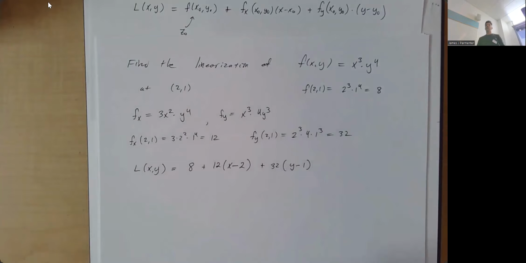I don't want to simplify this. Here's why. You could totally write this as 12x plus 32y plus, whatever, 8 minus 24 minus 32. It's not really helpful. And here's why it's not helpful.